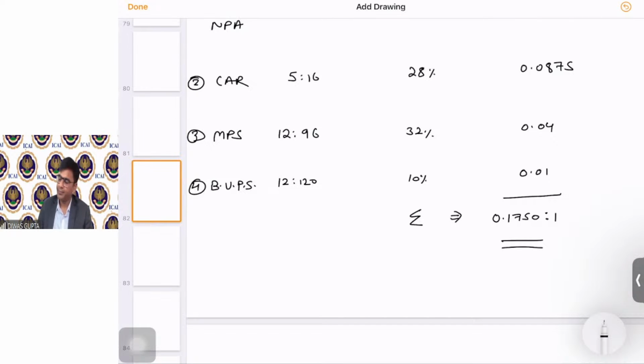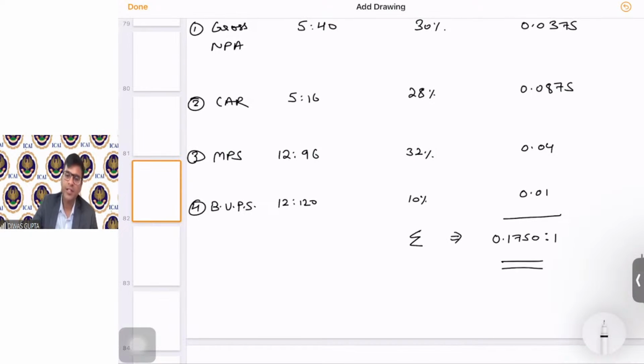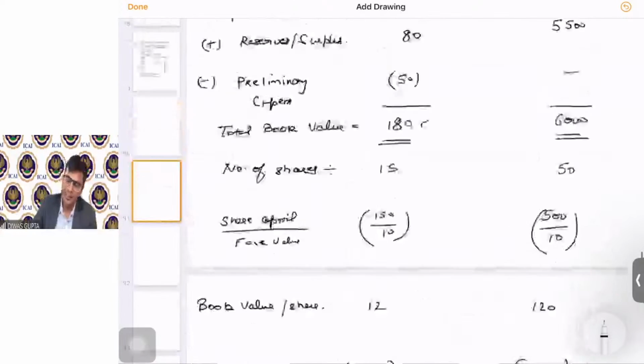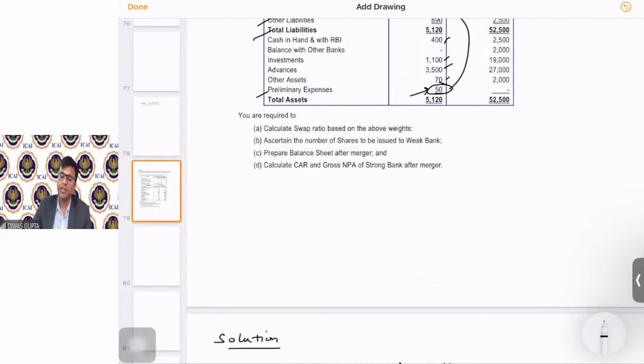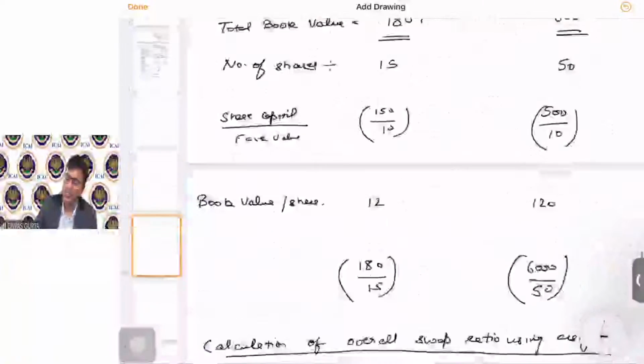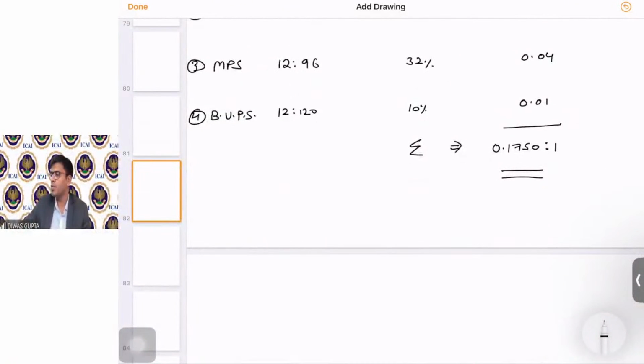Okay, Satish. Very good. So we have solved for the first part of the question. Now the second part. Ascertain the number of shares to be issued to weak bank. Can we ascertain the number of shares to be issued to weak bank? We already know what is the swap ratio, students. Swap ratio is 0.1750. So simply we will multiply with the total number of shares that the weak bank has already issued to its shareholders with this swap ratio to arrive at the total number of shares to be issued.